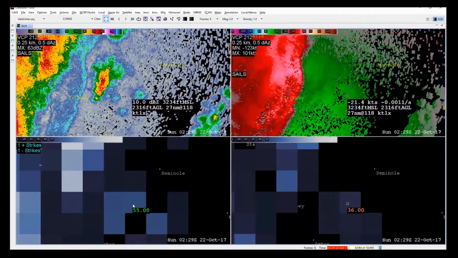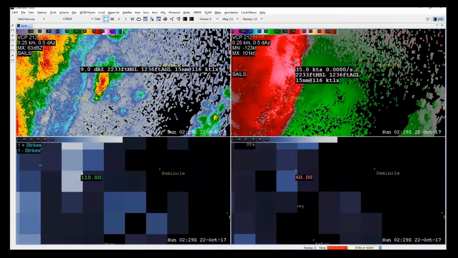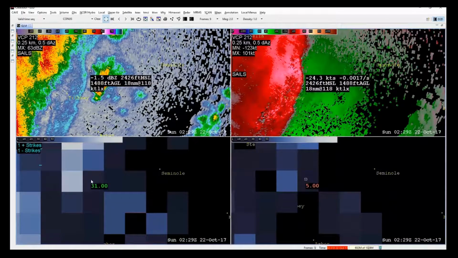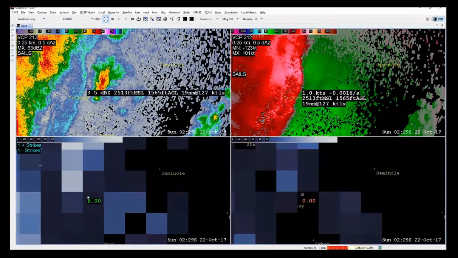So here we are, going back to the 2229 UTC. This is an interesting line, not necessarily anything that would draw your attention. Certainly there's a surge to the northwest of Tribbey that maybe would draw my attention from a warning perspective. Let's go forward, scan.